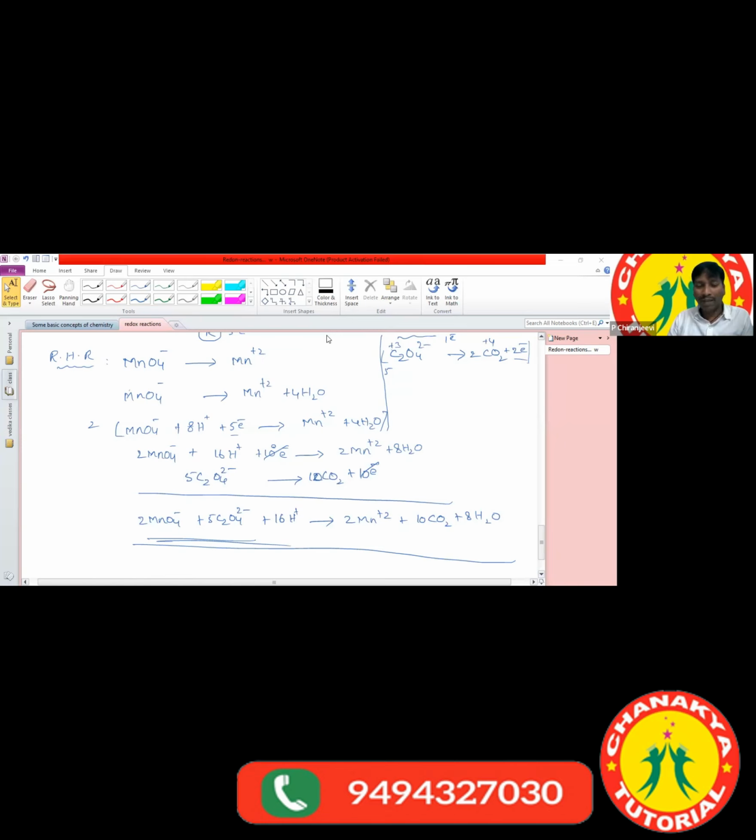First we have to know how to balance. Most of the questions they ask are in acidic medium only. Only one example they ask in basic medium. In basic medium, the statement changes only after finding the half reaction. In acidic medium, wherever the deficiency is there, on that side we add water molecules. But in basic medium, it is exactly opposite. Wherever the excess oxygen is there, that many water molecules we add, and on the opposite side we add double the number of OH minus ions.